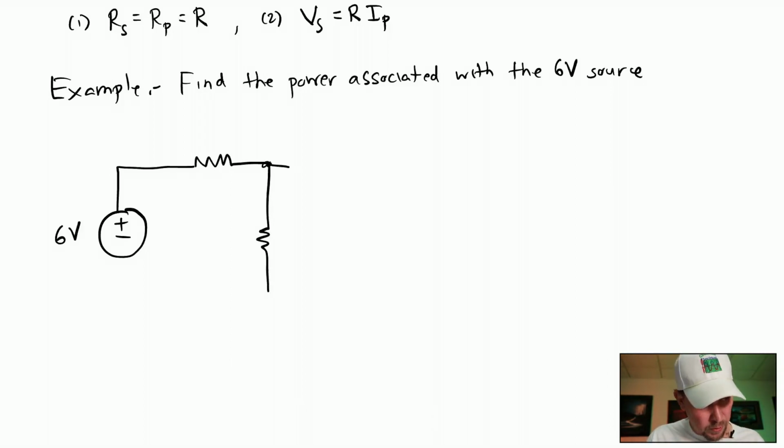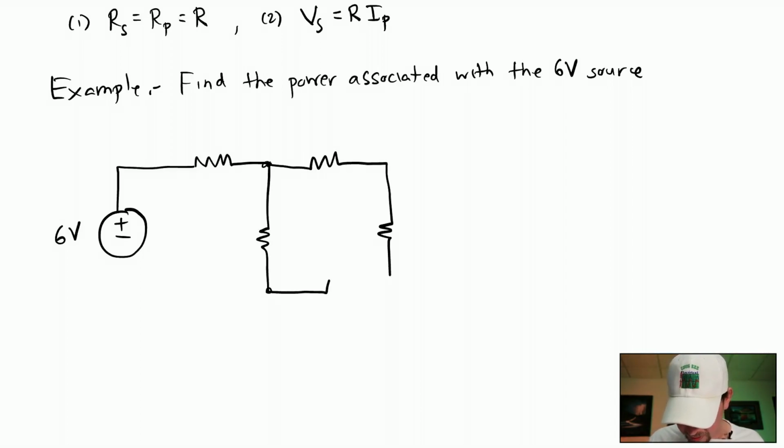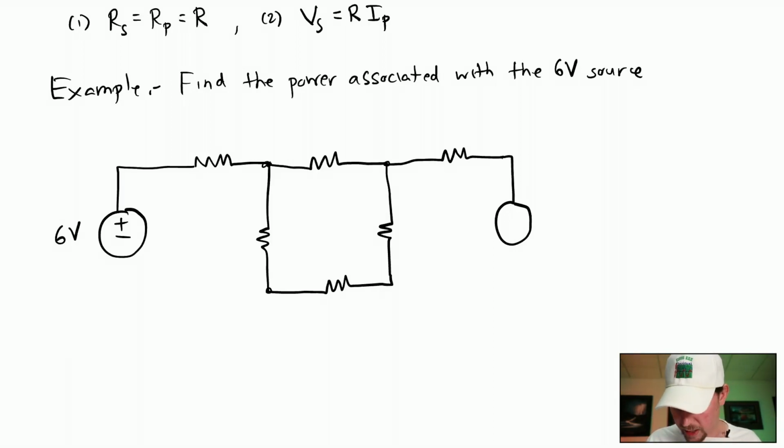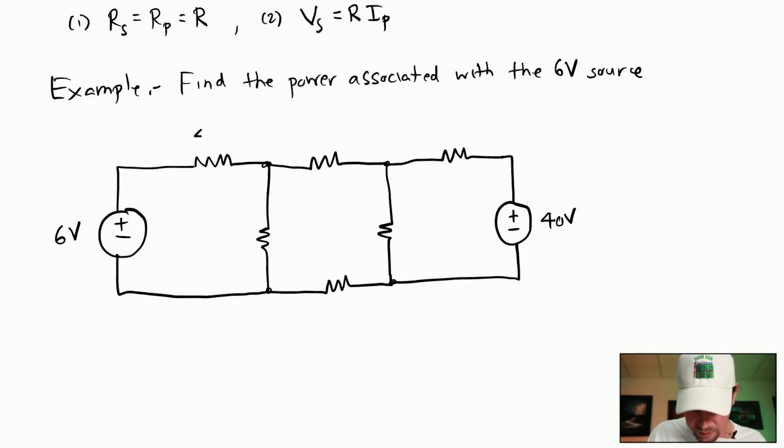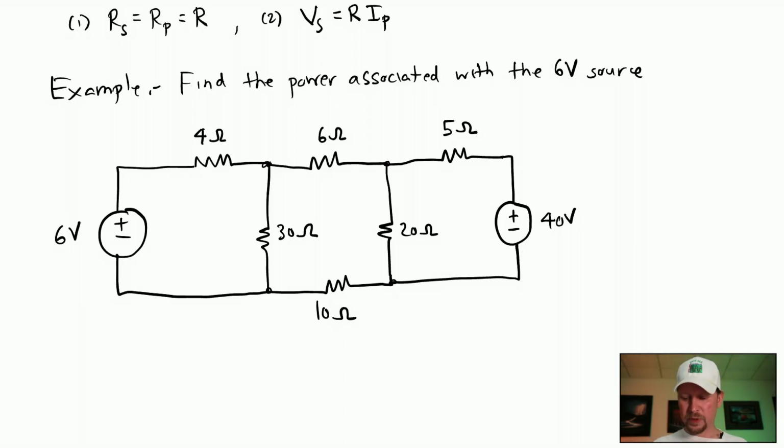So we have resistors quite literally all over the place. There's even one down here. There's one last resistor. And then on the opposite end of the circuit, we have one last voltage source. This is a 40-volt source. And then the circuit is complete. Now, the values of these resistors are such that this is 4 ohms, this is 6 ohms, this is 30 ohms, this is 10 ohms, this is 20 ohms, and lastly, this is 5 ohms here.